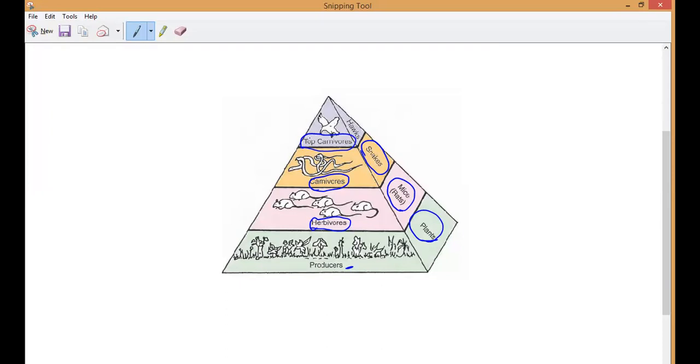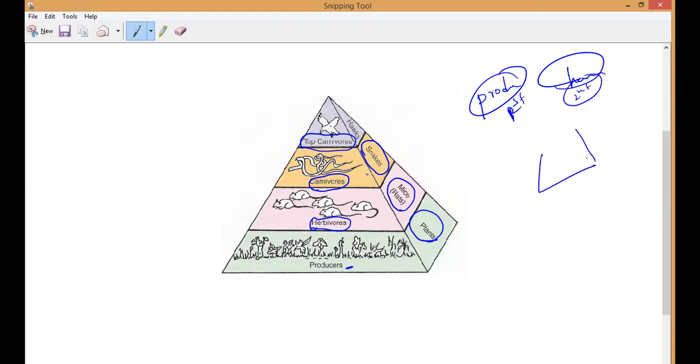For example, if a food chain contains only two trophic levels, how will the pyramid look? We can represent one base of producers and one of consumers. For example, plants and humans directly. How many trophic levels are there? Only two trophic levels, yes or no? Plants and humans directly, so first trophic level, second trophic level. In this case, only two levels of pyramid will come.